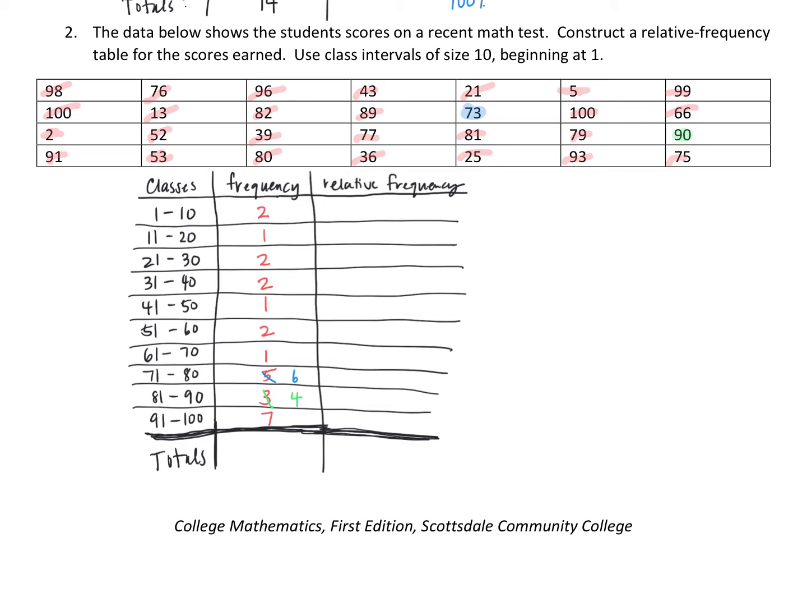So have a systematic way to go through, like mark them off as you use them. You can also create tallies if you want. And then once you're done tallying, just put the number in the frequency table. That's another possible way to do it.